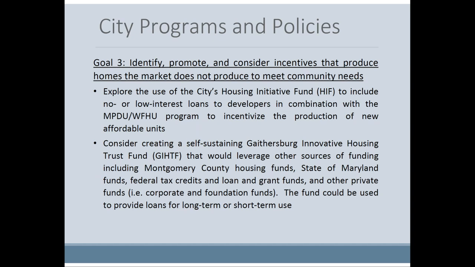The city should also consider underutilized locations and more intentional expanded partnerships to achieve a wider range of housing options. One example of underutilized locations which could have housing or mixed use is the Frederick Avenue corridor. Next slide, please.